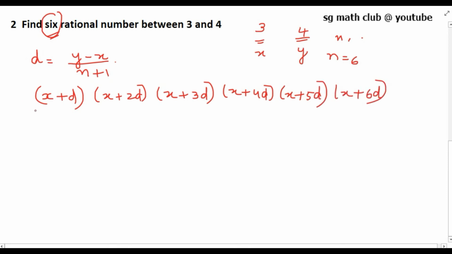Now let us first find out what this d is. So d is equal to y minus x, here y is 4, x is 3, divided by n plus 1, that is 6 plus 1. So it is 1 by 7.